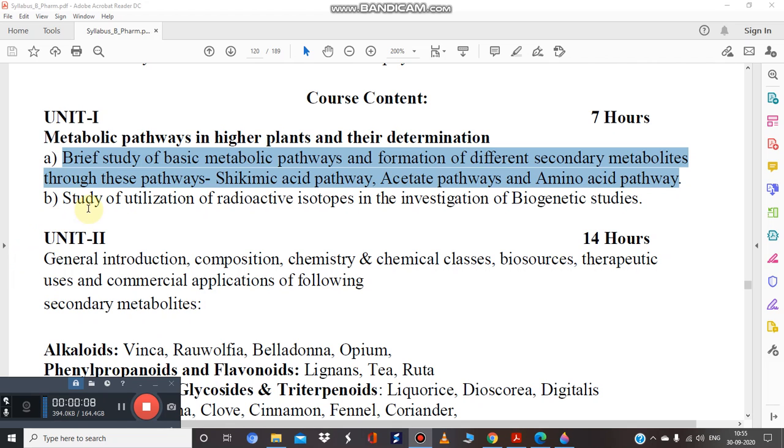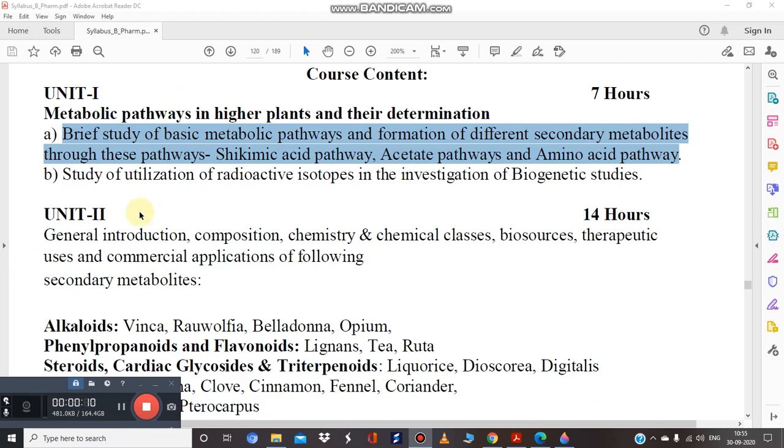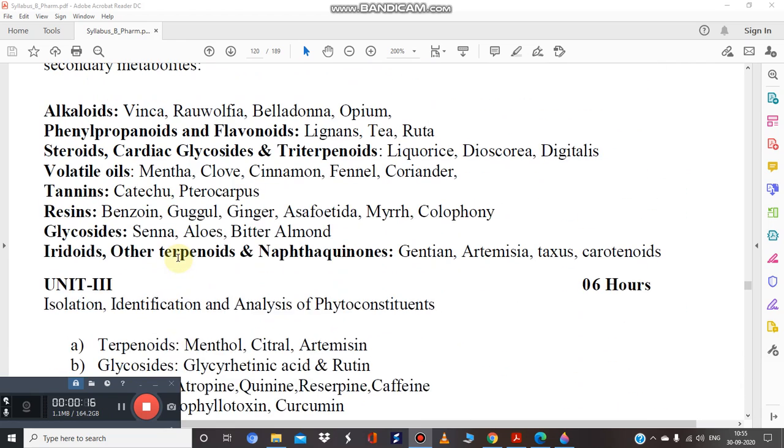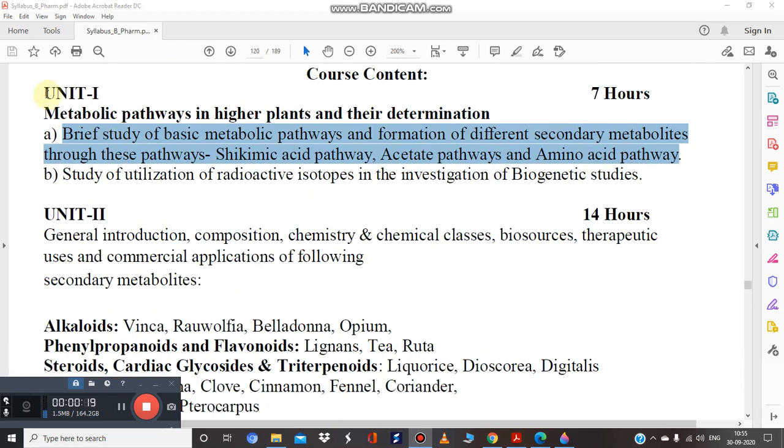So, let's start unit number 1 now, because we have completed unit number 2 as well as unit number 5, that is the basics of phytochemistry. Now we are going to start our important topic of unit number 1, that is the metabolic pathways in the higher plants and their determination.